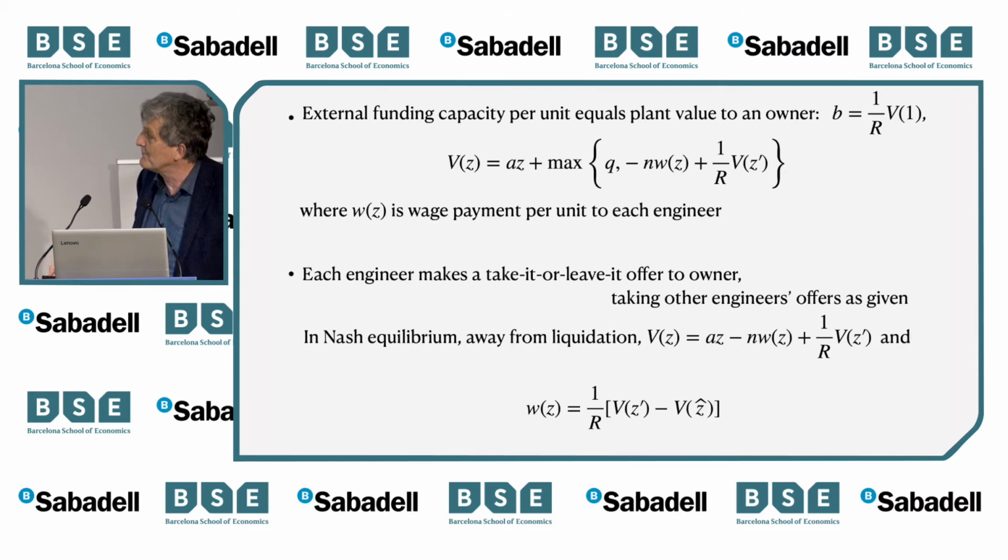Anyhow, the W of Z, which I will demand, will be the gap between V of Z prime and V of Z hat. So the productivity gap was Z prime minus Z hat.